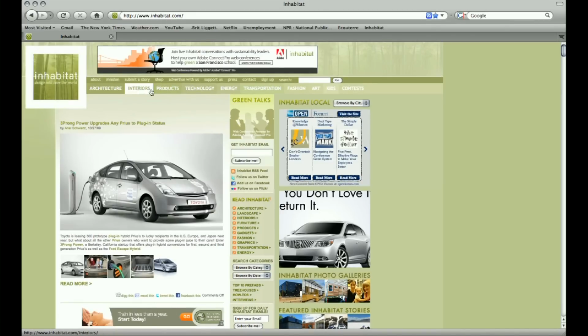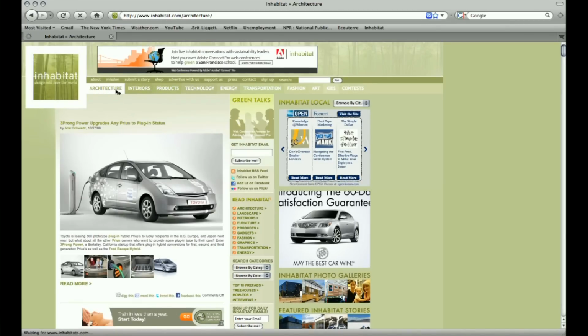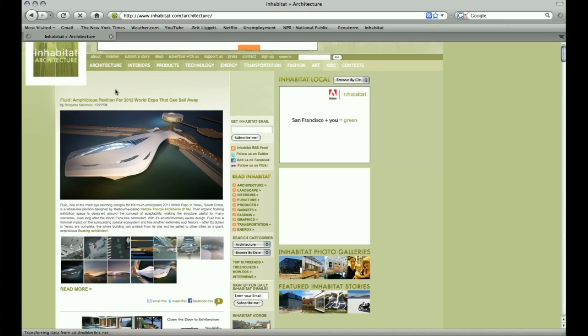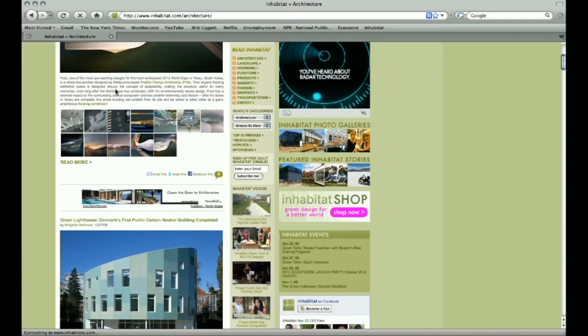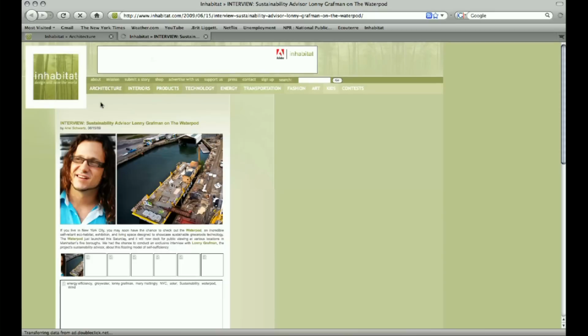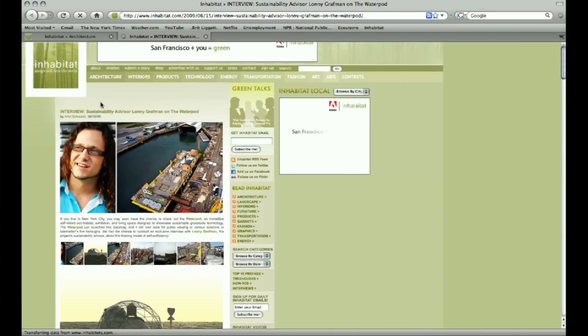So I'm just going to briefly talk about Inhabitat. I started Inhabitat in 2005, that was almost 5 years ago, to fill what I thought was a space, sort of a niche in talking about sustainable design. I was in architecture school at the time. I couldn't find a lot of resources online, especially in the way of blogs, talking about sustainable architecture and product design. So I started Inhabitat.